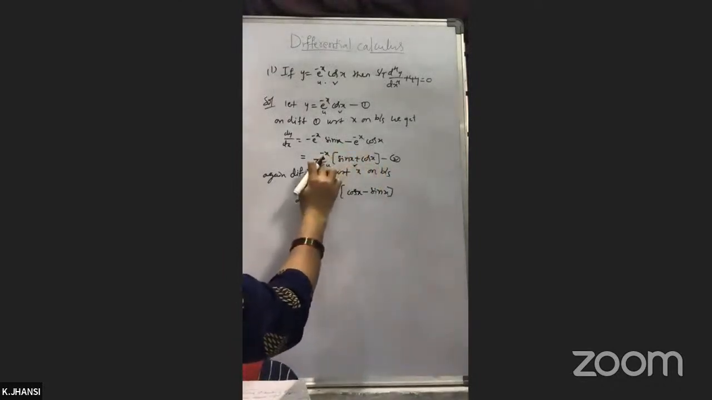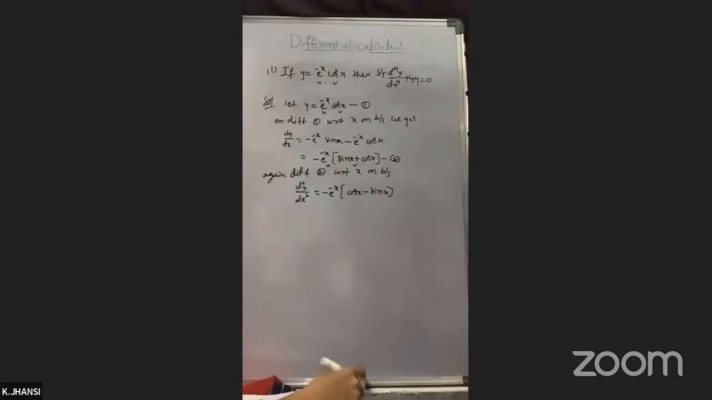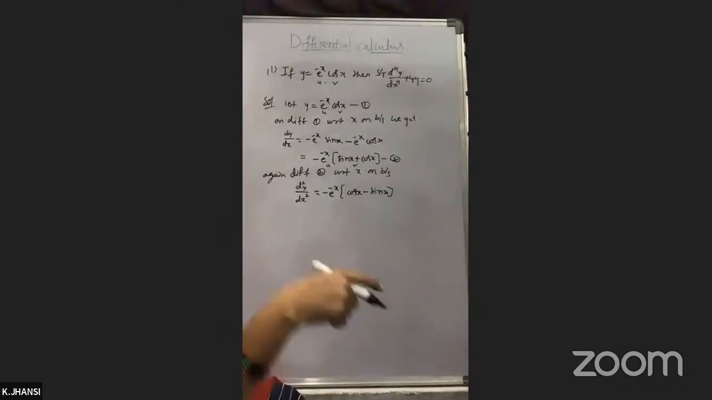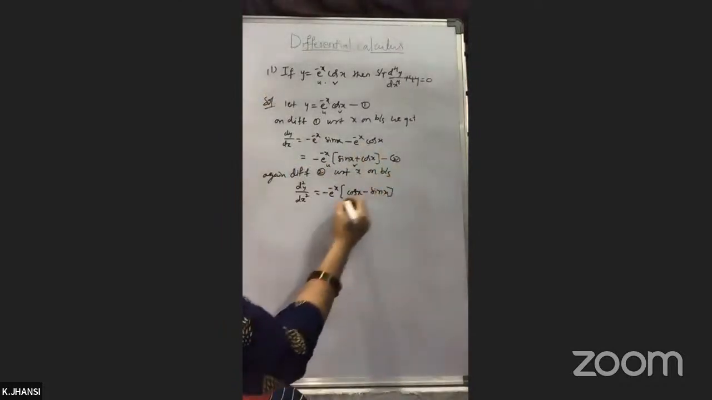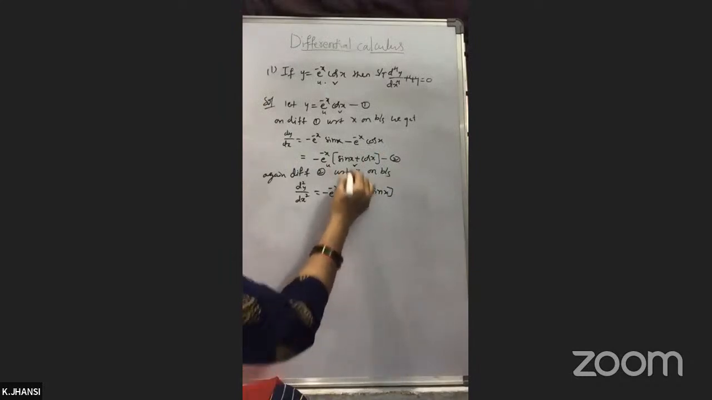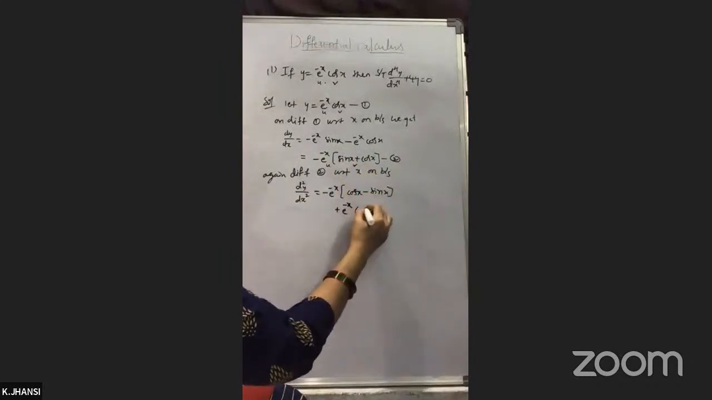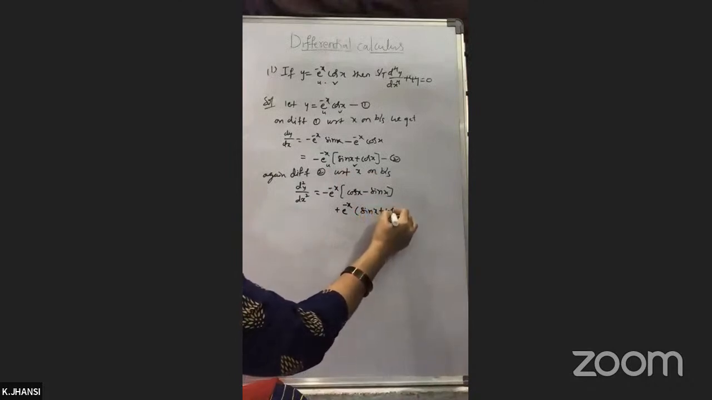So next one, if you will take again e to the power of minus x, differentiation is minus e to the power of minus x. So minus of minus, it will become plus. So plus e to the power of minus x, and v you keep like that only. So sin x plus cos x.